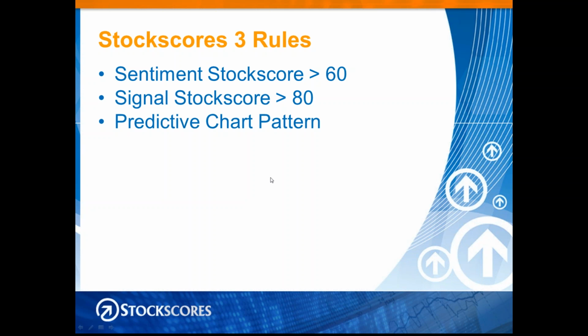Now, I want to stress, it is not enough to say I'm going to buy a stock because it has a Sentiment Stock Score above 60 or a Signal Stock Score above 80. Those are kind of the first 2 filters, but ultimately what we want is a predictive chart pattern. And so these things help us to find predictive chart patterns. And I'll show you a couple of patterns tonight, but never simply buy a stock because the stock score is good. If it's good, then you want to look into it further to determine whether it has that right kind of chart pattern.